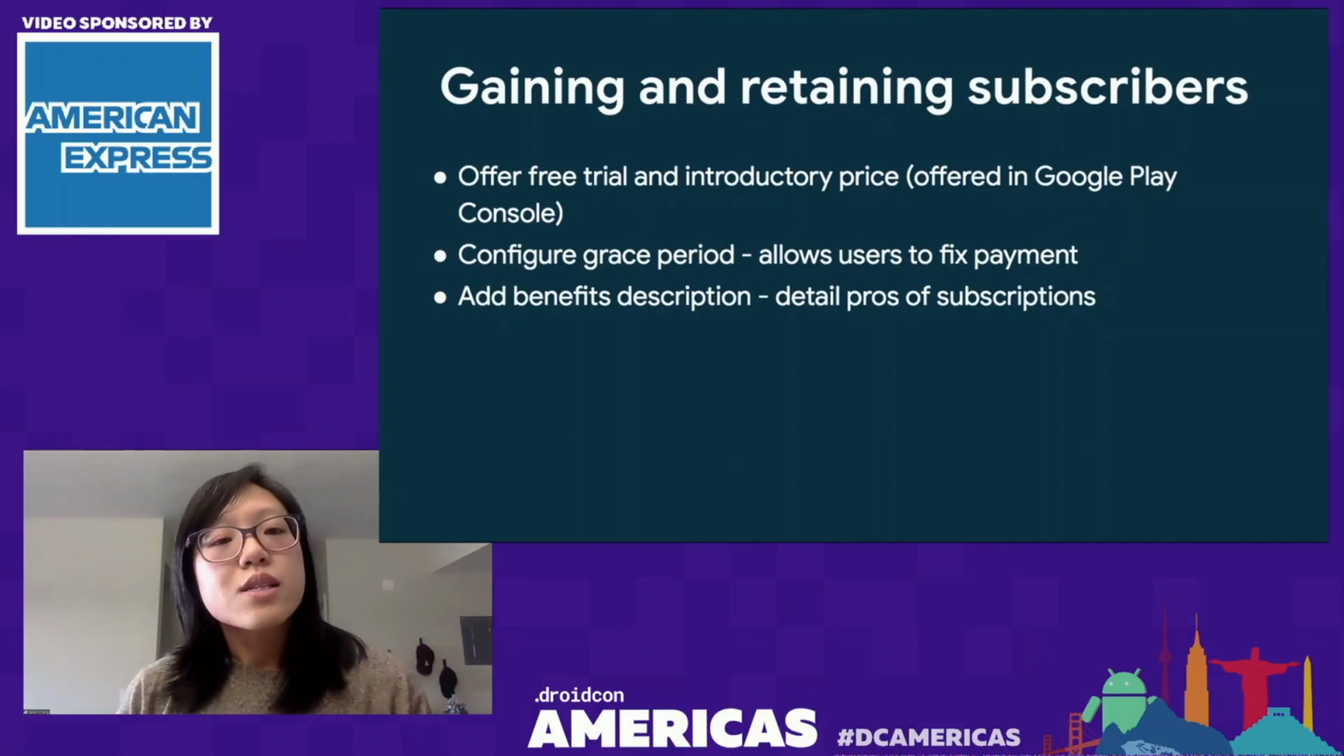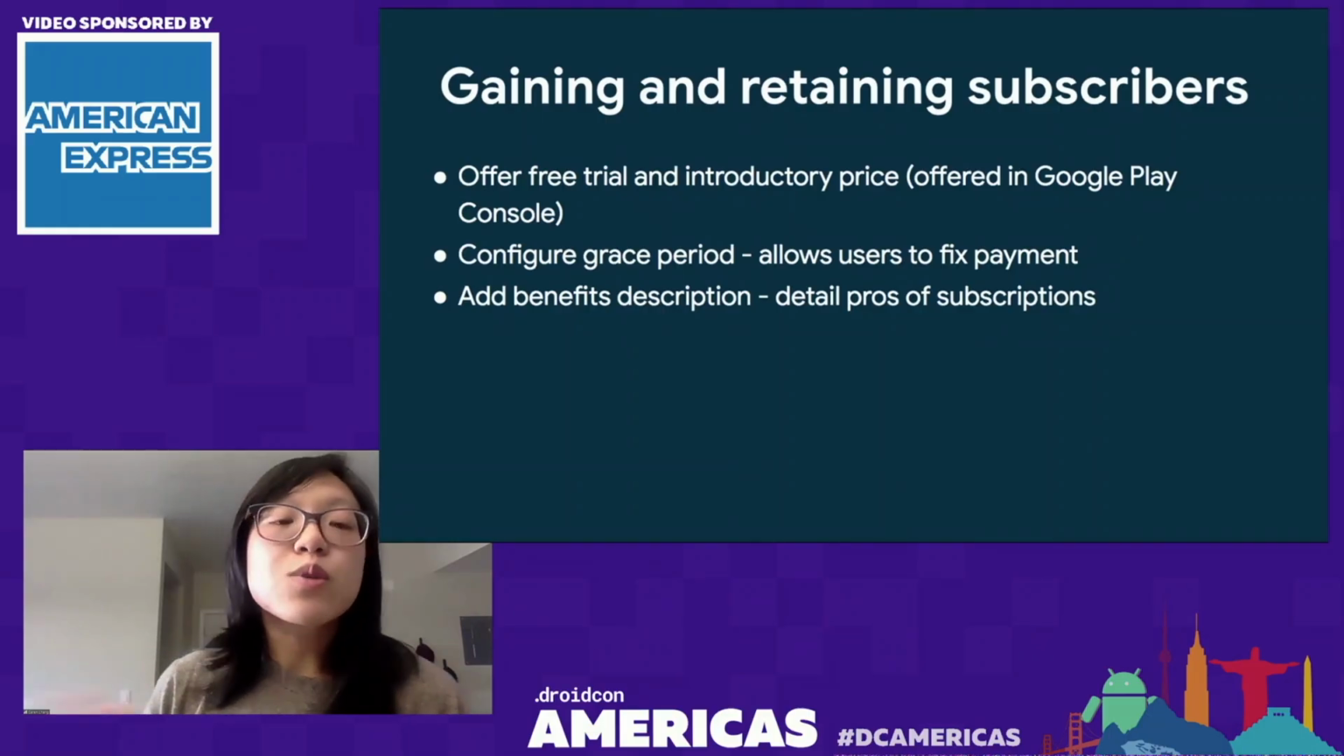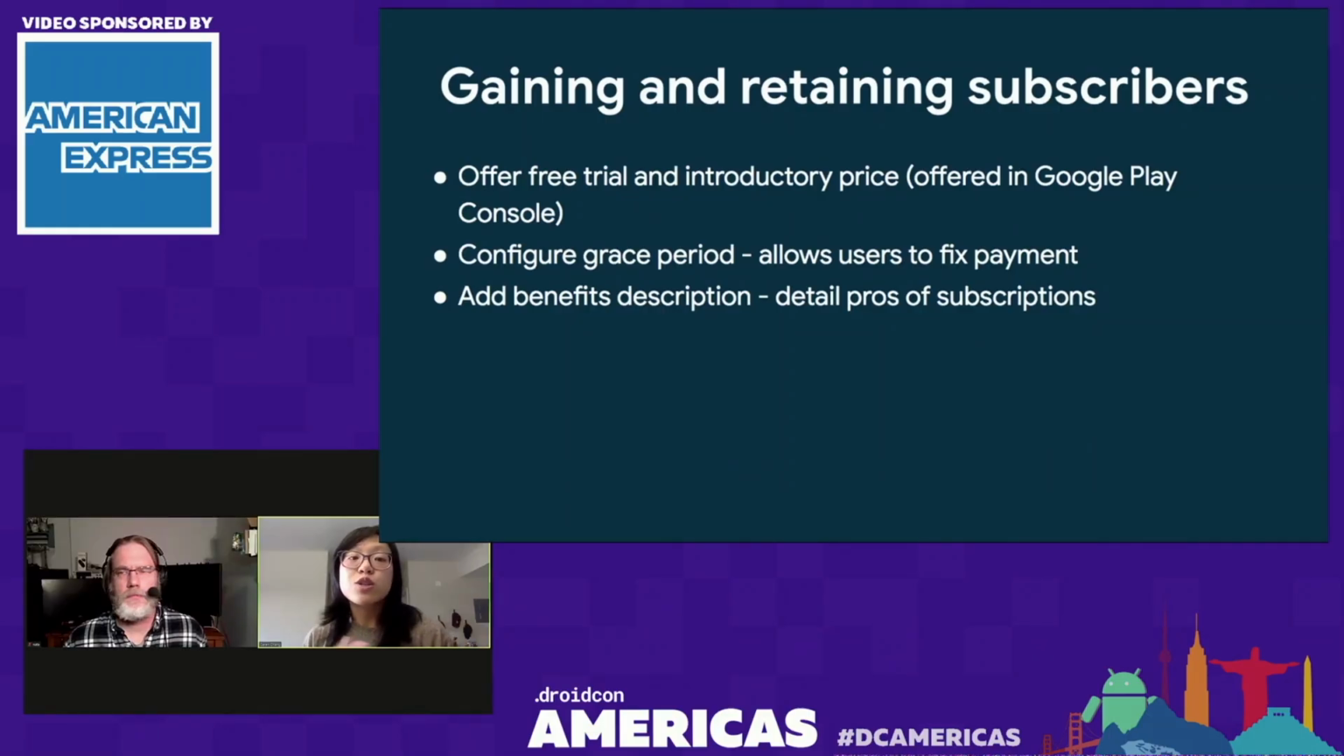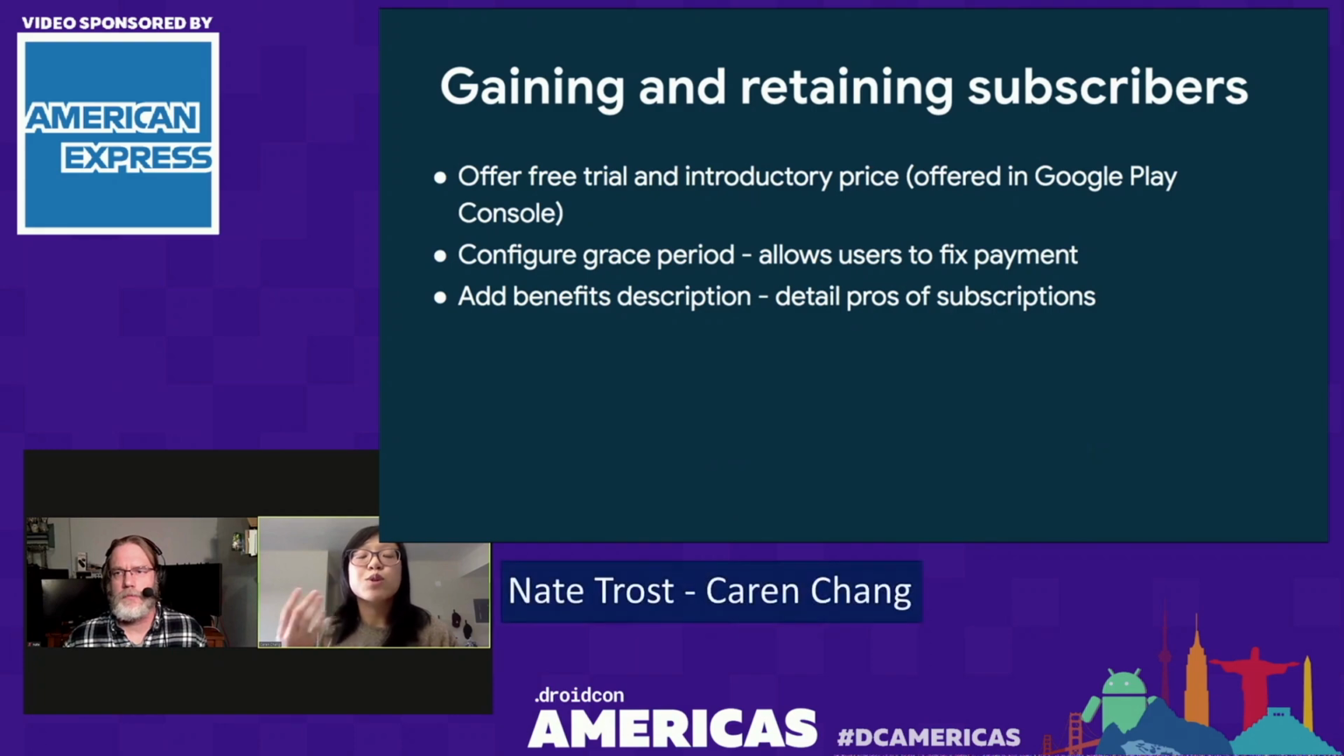The second thing is being able to configure a grace period. A grace period allows a user to fix their payment method before their subscription renews so that they don't have a pause in their subscription. In the Play console, you could say, I want to offer users a grace period of 3 weeks. So I don't want to take their subscription status away if they don't pay again for 3 weeks. And I want to be able to remind them in the app to actually fix their payment method.